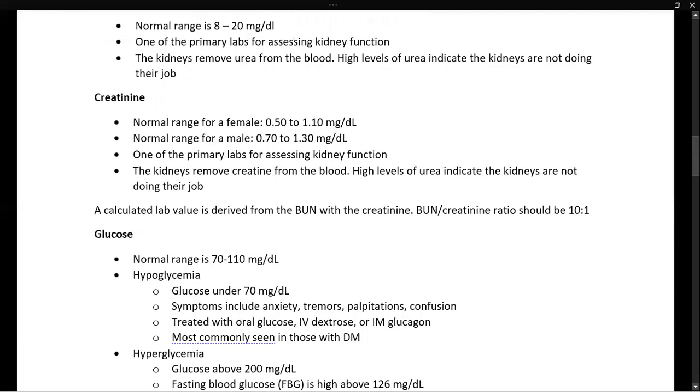Next, we have creatinine, which is the other primary lab of these to assess for the kidneys. A normal creatinine for females is 0.5 to 1.1, and for males is 0.7 to 1.3 milligrams per deciliter. Again, just like with urea, the kidney's job is to remove creatinine from the blood, and high levels indicate the kidneys are not doing their job. There is a calculated lab that we get from the BUN and the creatinine. It's called the BUN creatinine ratio, and that should be normally around 10 to 1.